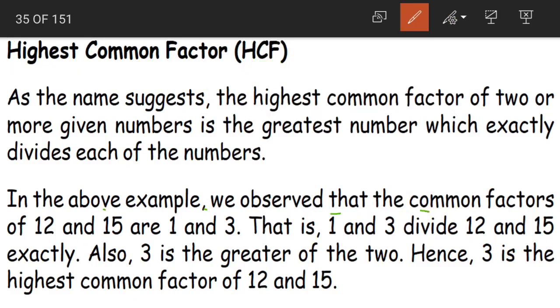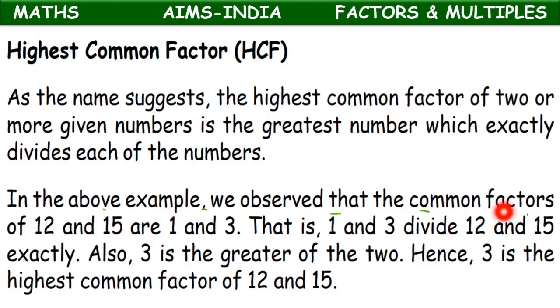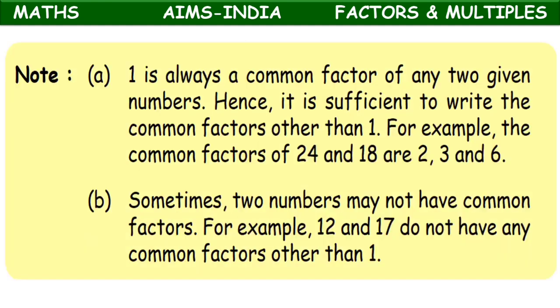Now in the above example, we observe that the common factors of 12 and 15 are 1 and 3. That is, 1 and 3 divide 12 and 15 exactly. Yes, that is what a factor is. When we say a number is a factor, it divides the given number exactly. Also, 3 is the greater of the two. So from these two common factors, which is the greater one? 3 is the greater one. Hence 3 becomes our highest common factor.